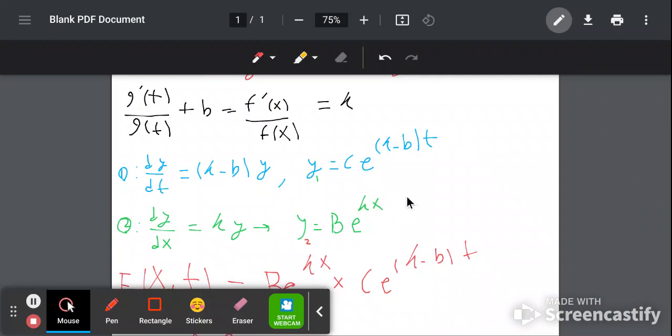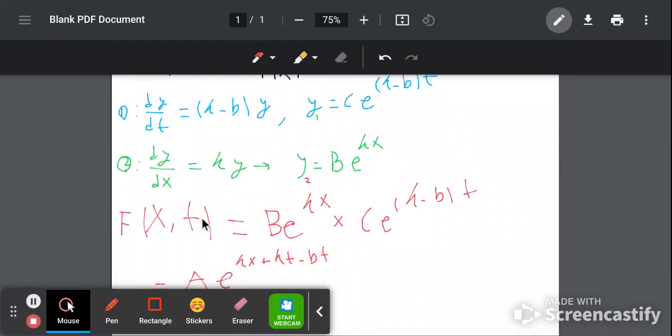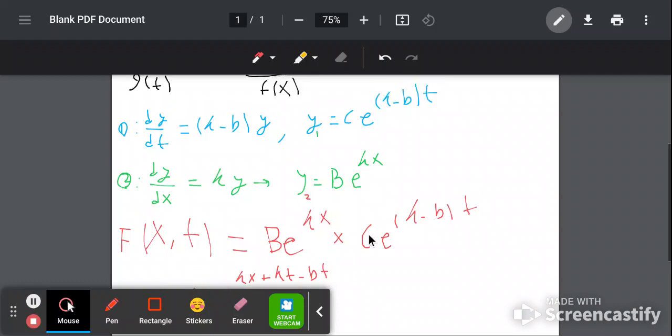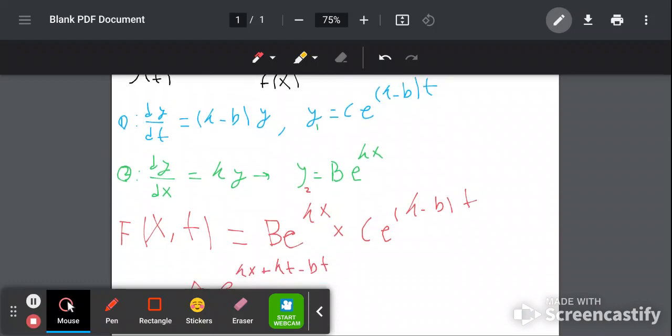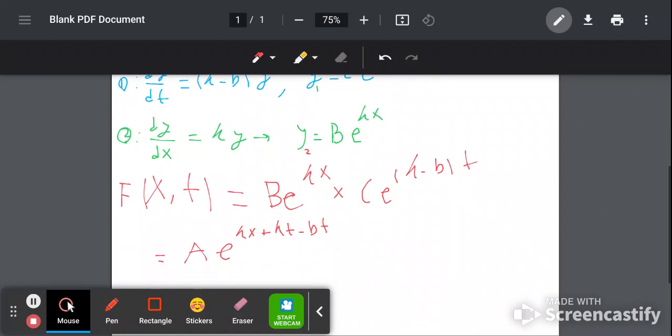Now I have both parts of my solution, so I simply have to multiply them. So our final answer, u or f of x and t, is equal to b e to the kx times c e to the k minus b times t. Now, I want to combine my solution so it's simpler, and I do that by saying that b times c is another constant, which I can just call a. And then I can combine the powers to get e to the power of kx plus kt minus bt. I just distributed the k minus b times t. And that is my final solution.